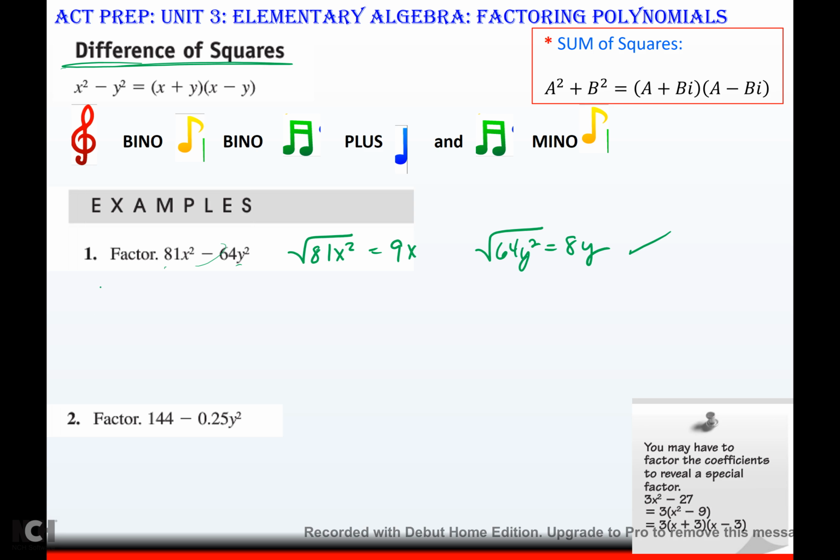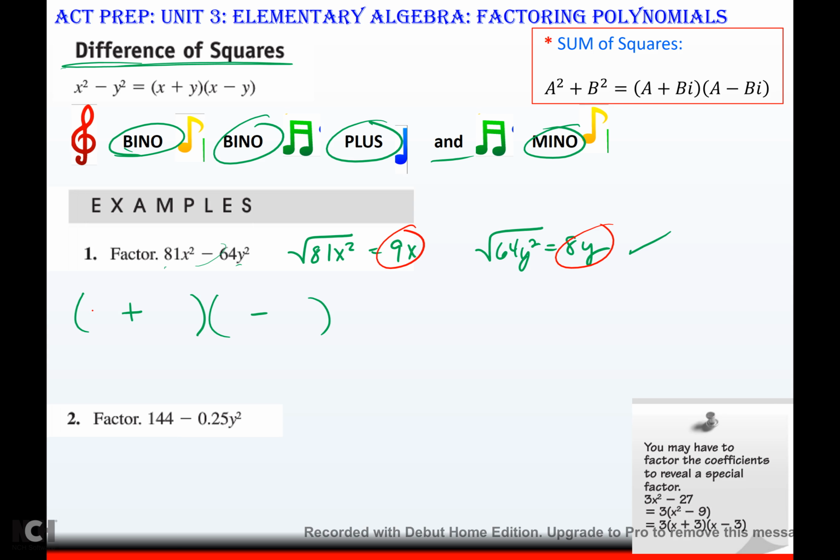If they're perfect, then you're ready to sing the song, which is bino, plus, and minus. See how the song goes? Bino, so you make two groups, the first one's going to be a sum, the second one's going to be a difference. And what you put in there are your roots. So this factor is going to be 9x plus 8y, and this one's going to be 9x minus 8y. Done.